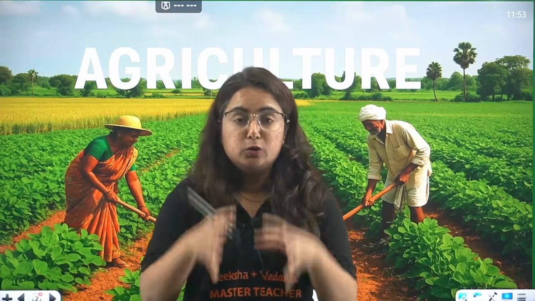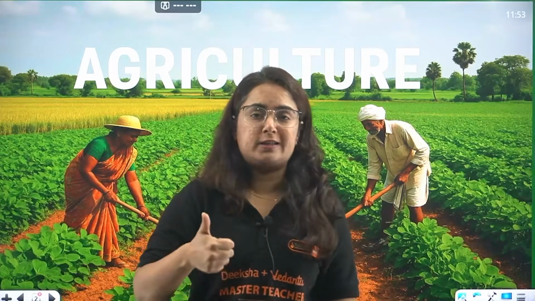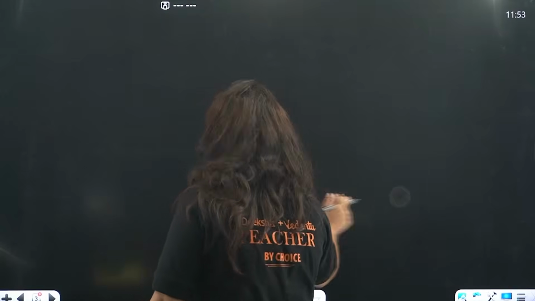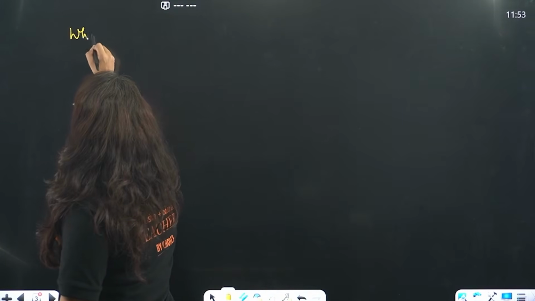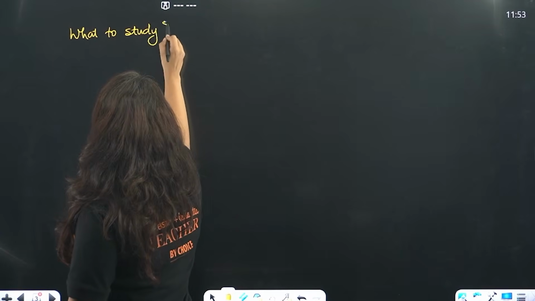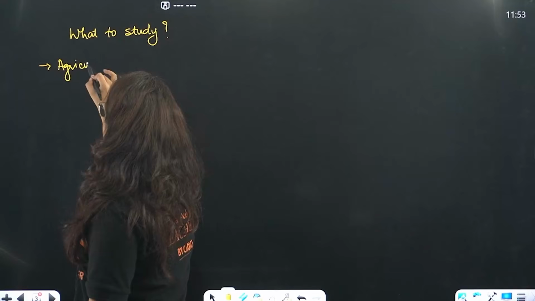So as you know, beta, we start the chapter in a manner. First we understand how we are going to study and what we are going to study in this chapter. So first of all, I will tell you what actually you are going to study in this chapter, right? So what to study, beta? In the starting of this chapter, they are telling you the brief about what agriculture is, right?